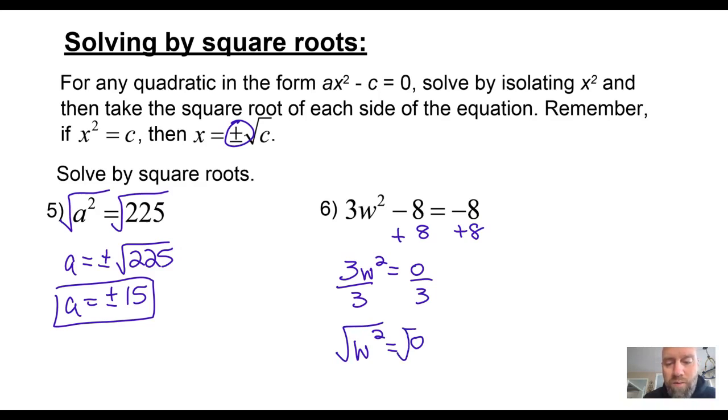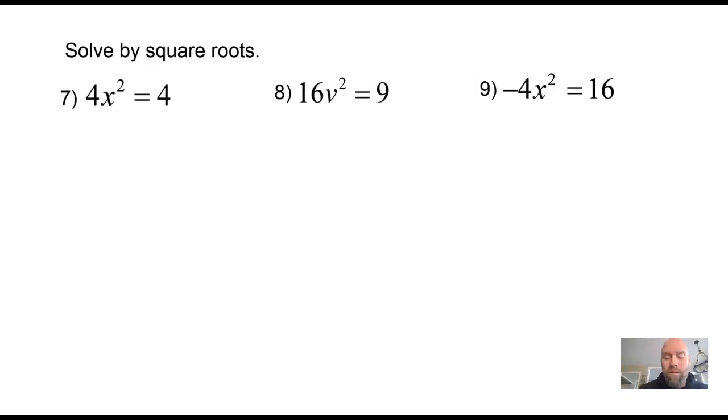I can take the square root on both sides, and I would end up with w is equal to plus or minus the square root of 0. The square root of 0 is just 0. There's no plus or minus. So in this particular case, w is equal to 0. That would be one of those situations where you have a vertex of your parabola touching the x-axis right there.